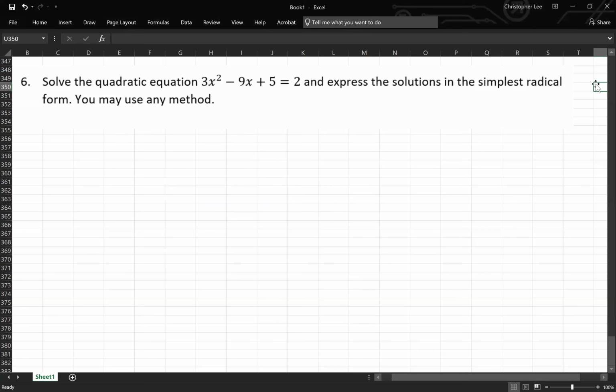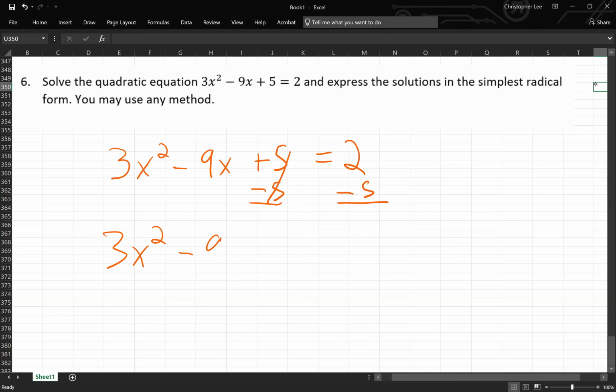So let's do it. I got 3x squared minus 9x plus 5 is equal to 2. Let's complete the square. Tell me what to do first. Very good. I'm going to subtract 5 from both sides. I did one side to the other. So now I have 3x squared minus 9x is equal to, what's this, negative 3. What should I do after that?